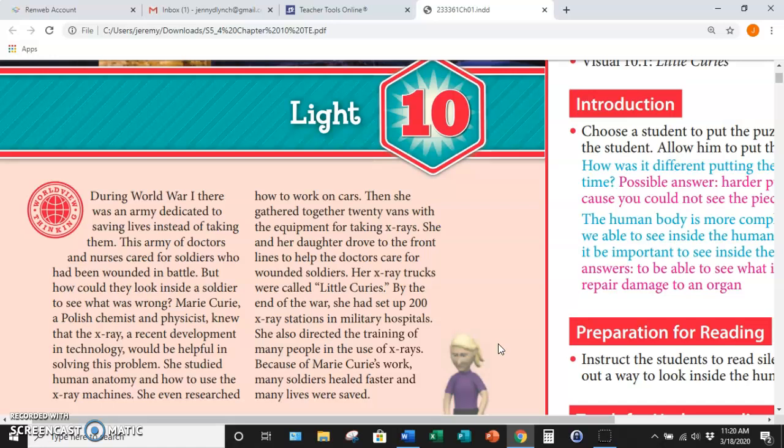All right, so I want you to imagine for a second that you are putting together a puzzle, and most of us have probably done a puzzle at some point. And if you're able to see, it's a very easy thing to do, right? But if you can't see, it would be very difficult to put your puzzle together.